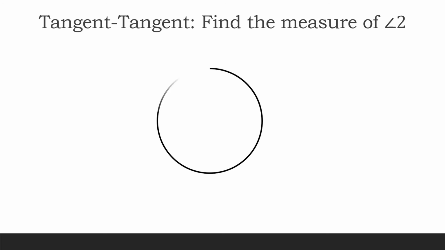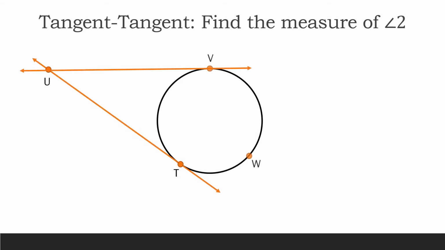In example 2 here, we have tangent line UT, and we have tangent line VU. Creates this angle at the external point U, angle 2. We want to find the measure of that. Now, here's what we need to note. We were only given 120 degrees. We were only given VT, but we need VWT.